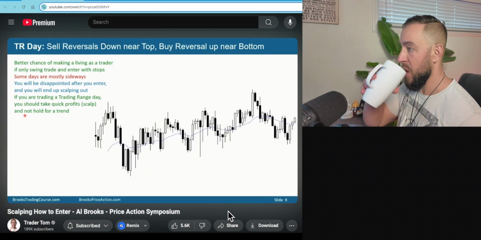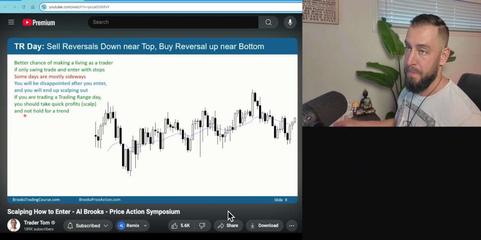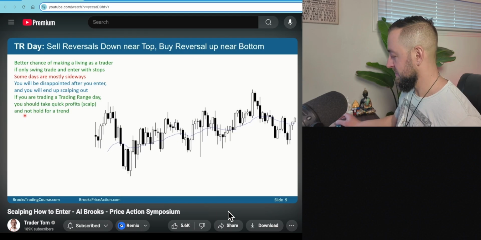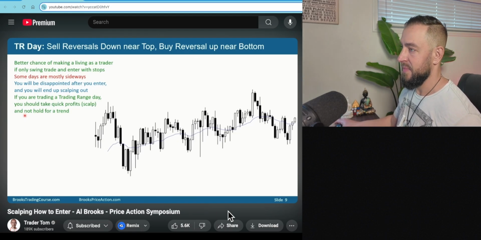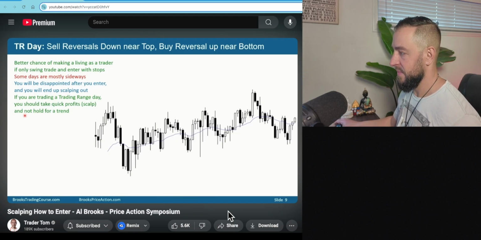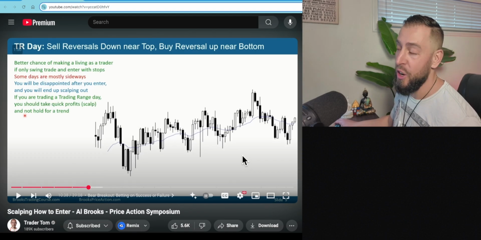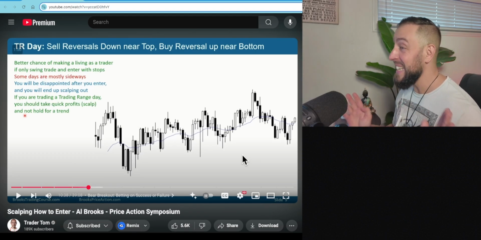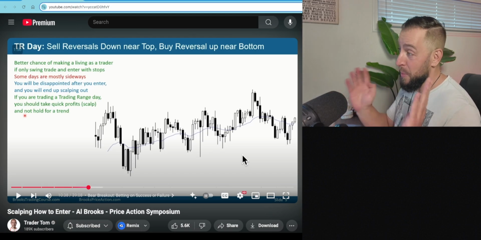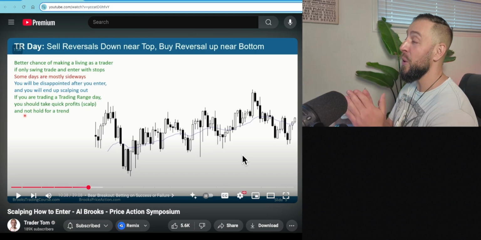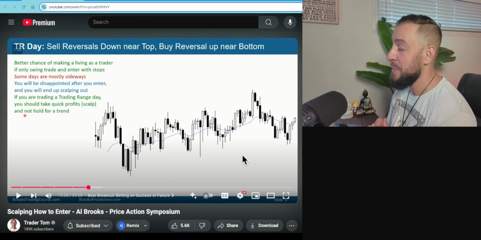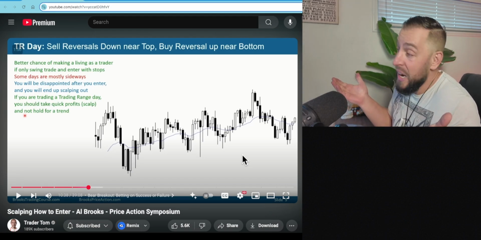Now, I want to keep coming back to a certain point. If you want to make a living as a trader, you have a much better chance of doing it if you swing trade and enter with stop orders. And some days, unfortunately, are mostly sideways. You'll be disappointed after you enter. You'll buy. 80% of days are trading range. 80% of the price action on any chart, any time frame, the market is in a trading range. So if you're waiting for a trend, 8 out of 10 times you're going to be sitting there on your hands, just waiting.